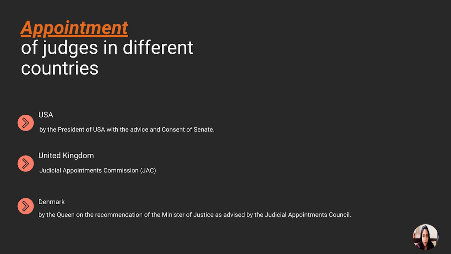Now, lastly, if I talk about Denmark, it is a country which topped the World Justice Project Rule of Law Index in 2021. In this country also, the judges are appointed by the Queen on the recommendation of the Minister of Justice as advised by the Judicial Appointments Council. So this is how judges are appointed in other countries.